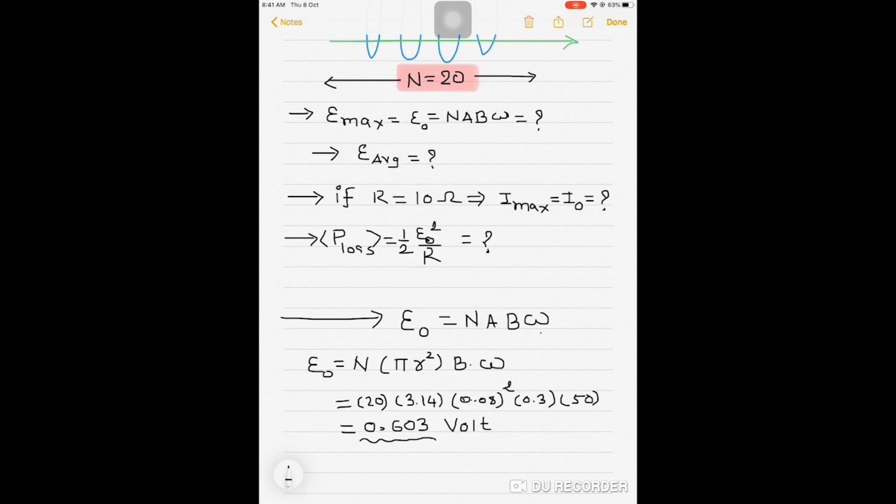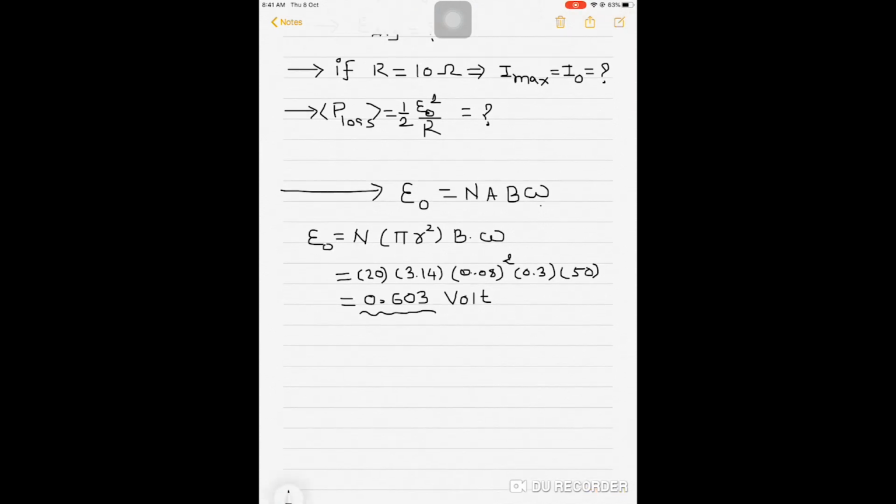Now we know that the actual EMF in this circuit is given by the equation E is equal to E0 sine omega t.